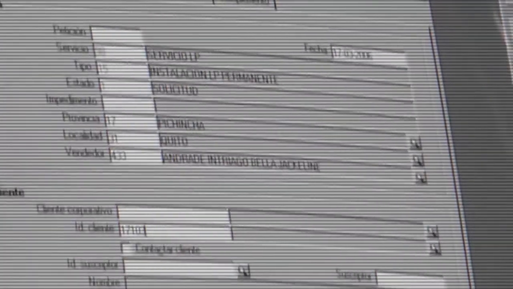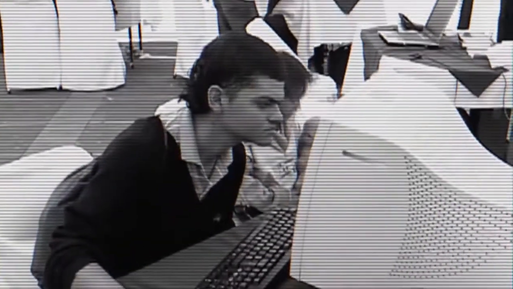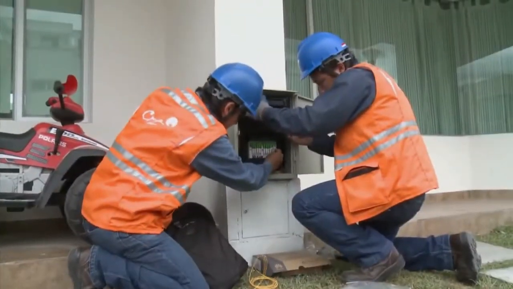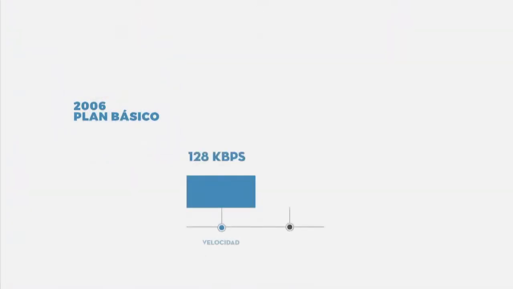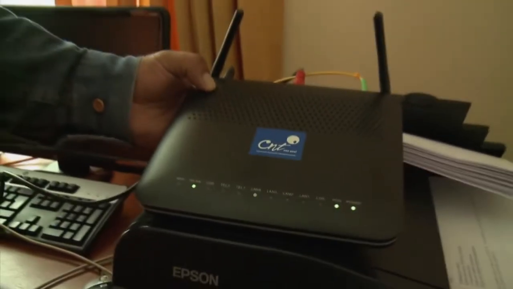In Ecuador, for the year 2006, fixed internet service was available with dial-up technology and a speed of 128 kilobits per second. The cost of the basic plan was $39.99. During the last 5 years, there has been progress in the change from ADSL networking to fiber optic. The basic plan provides a speed of 3 megabits at a cost of $18, which means an increase of 24 times the speed and a reduction of the fee of more than 50%.